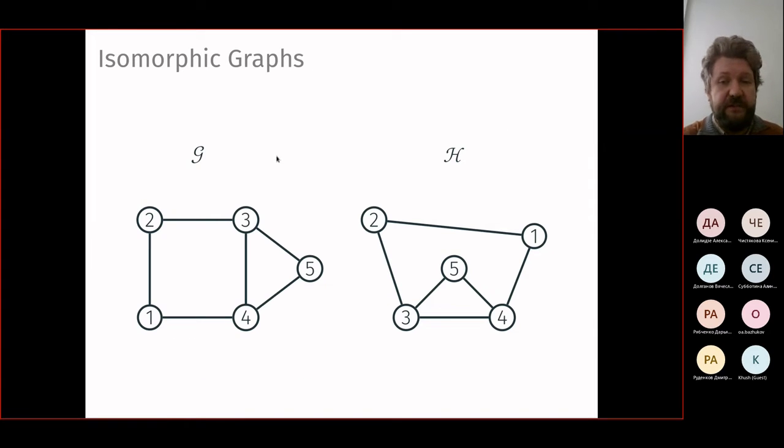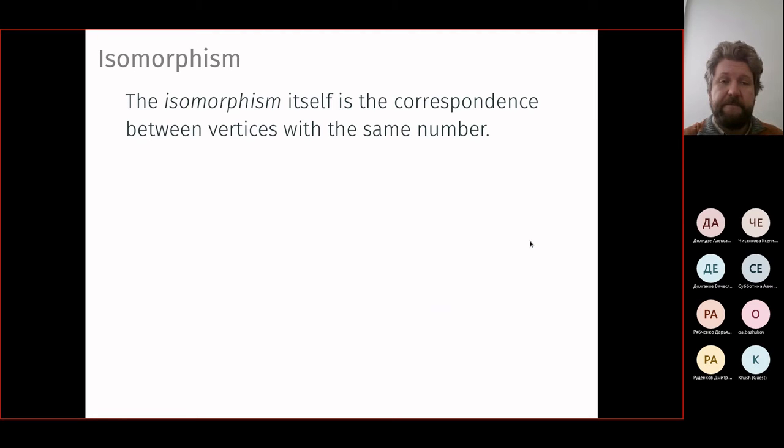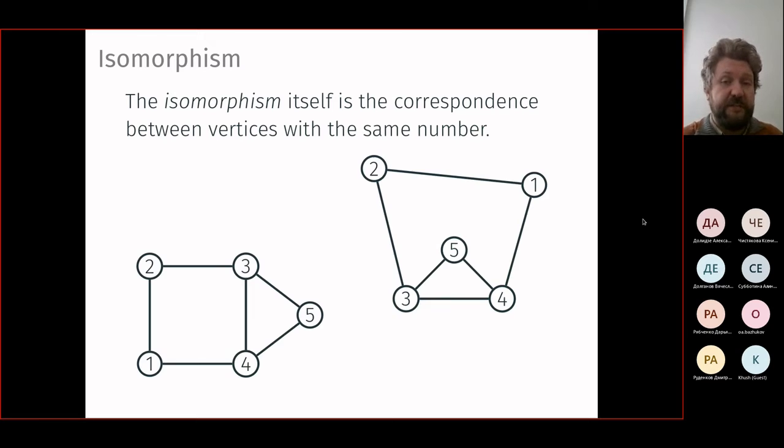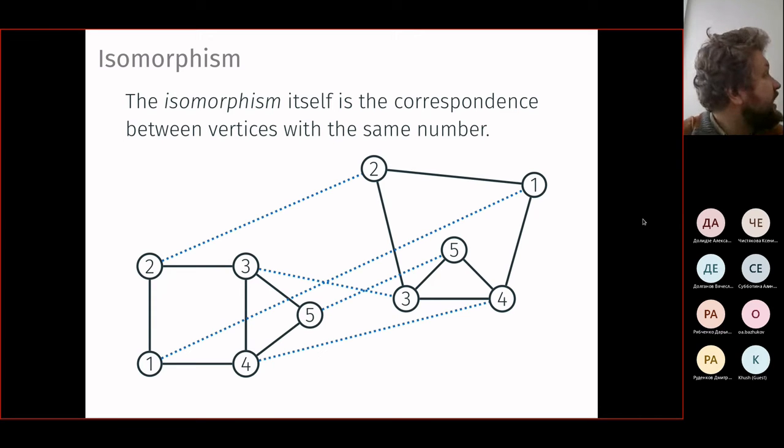So for example, here you have G and H, and you can number the quadrangle 1, 2, 3, 4. Here also 1, 2, 3, 4. And for vertices 3 and 4, we have also a triangle with 5. For example, you have edge 3, 4 here. You have the same edge 3, 4 here. You don't have edge 1, 5 here, and you don't have edge 1, 5 here either. And the isomorphism itself is the correspondence between vertices with the same number. So with this example, these dotted lines form the isomorphism. So it's a one-to-one correspondence, or as you said, a bijection.